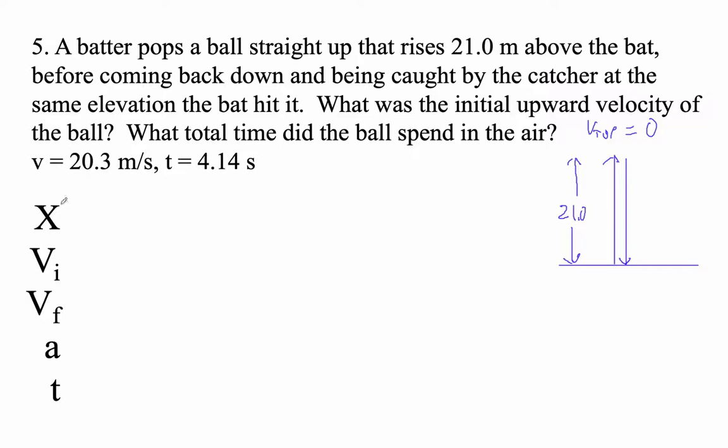Now, what we're going to do is set up this equation, but we're going to go from the ground to the top, okay? So at the top, the final velocity is going to be 0, okay? We know that the top is 21 meters above that, right? The velocity at the top is 0 because if it's not 0, it's not at the top, is it? And then our acceleration is negative 9.8 all the way up, right?